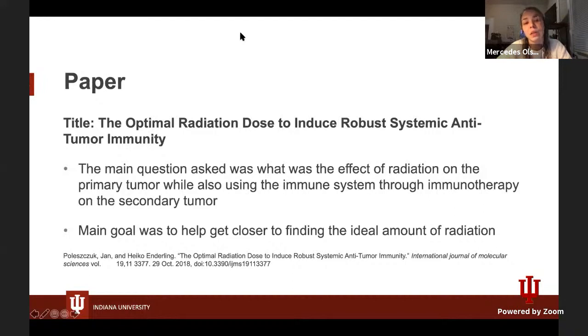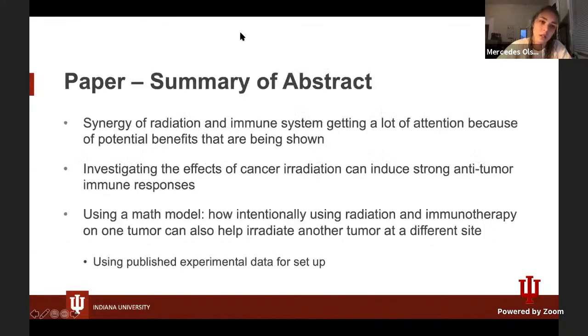And basically the main question was, what was the effect of radiation on the primary tumor, while also using the immune system through immunotherapy on the secondary tumor. And then their main goal seemed to me was to help get closer in finding the ideal amount of radiation. And then the summary of their aspect was the synergy of radiation and immune systems is getting a lot of attention because of all the potential benefits shown. They are investigating the effects of the radiation and what that has on the immune system and strong anti-tumor responses.